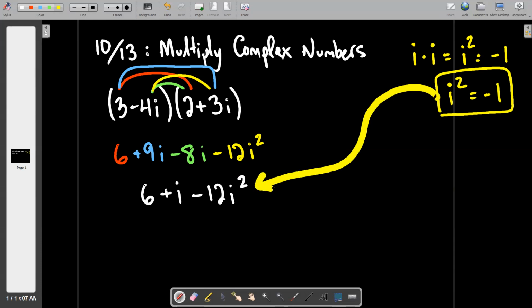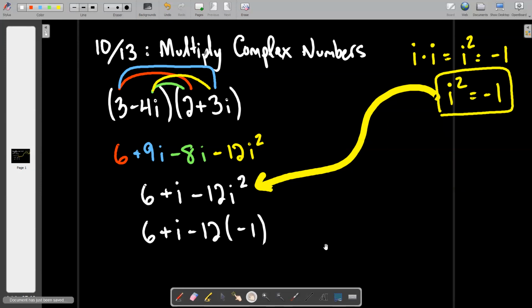And we talked about this about 3 minutes ago. What is i squared again? It is negative 1. And so if I'm aware of that fact, then I realize now that what this really is, 6 plus i minus 12 times negative 1. The i squared goes poof. It switches into something real, that real thing being negative 1. And then you realize, oh, wow, look, I just made a new real number.